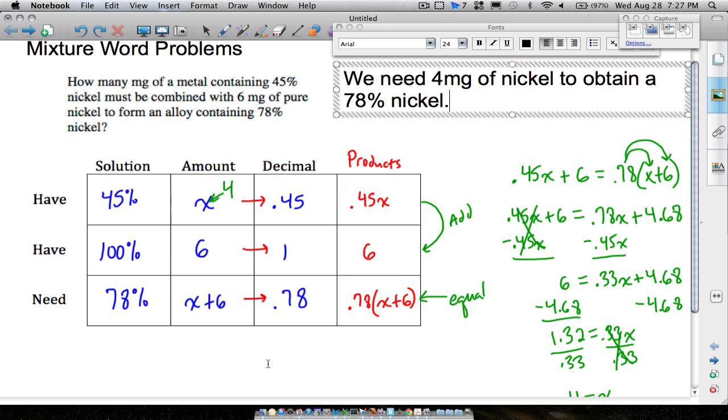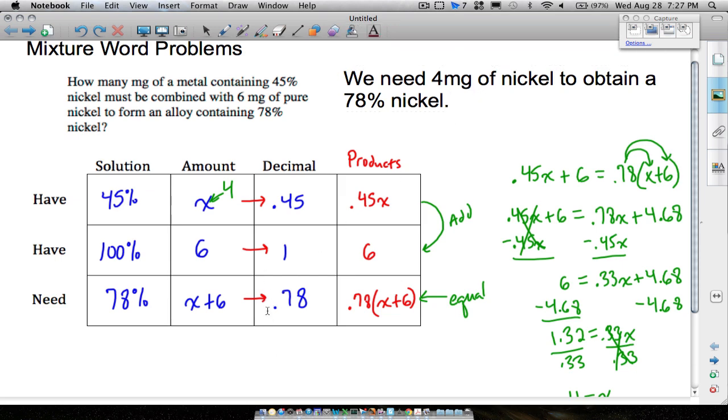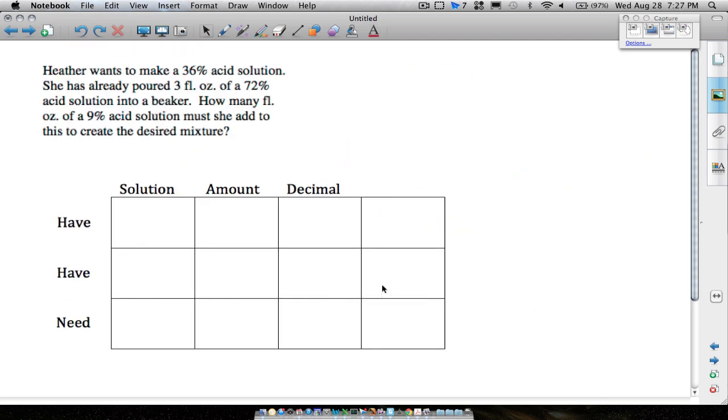And just a little side note too, how much would this nickel weigh? How much nickel will we have at the end? Well, if we got 4 milligrams here, we have 6 there. What I mentioned here is 4 plus 6, we'd have a 10 milligram solution total once we combine those together. But again, all we had to find was the amount of the 45% that we needed. All right, on to another one.